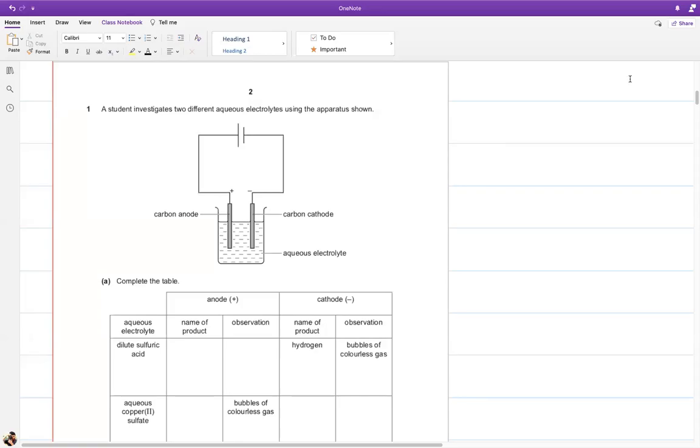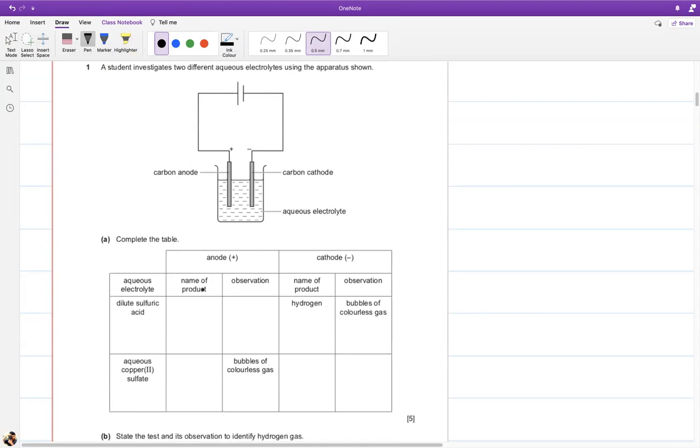So we are going to do the first ATP of this session. So let's see. ATP is about experimental techniques. And this question is on electrolysis, as you can see. What are they saying? The electrolyte is aqueous sulfuric acid.